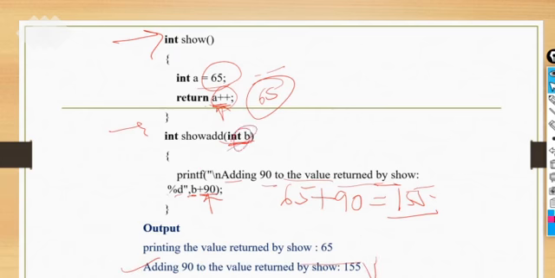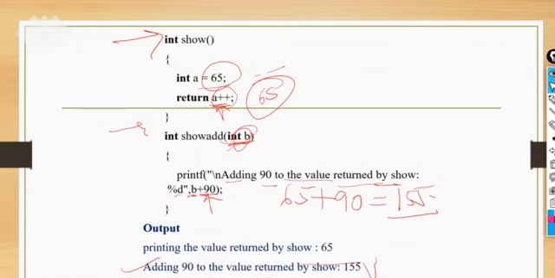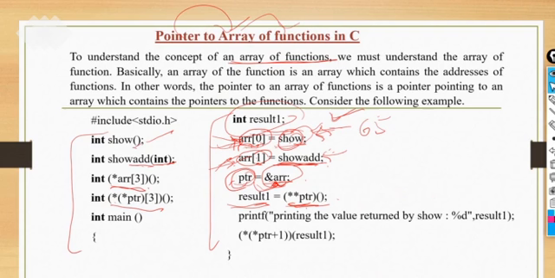So int b, we are returning it over here as the result1 value. So it will store it into result1, and after that it will print the value returned by show in result1, the same thing we are doing here with result1. So this is how it will execute.